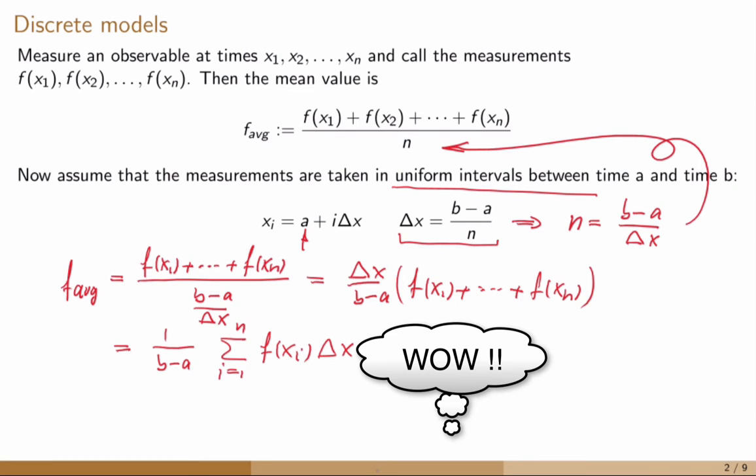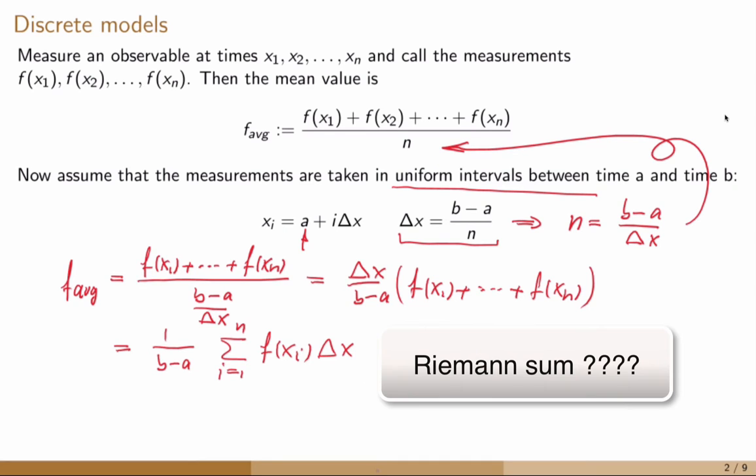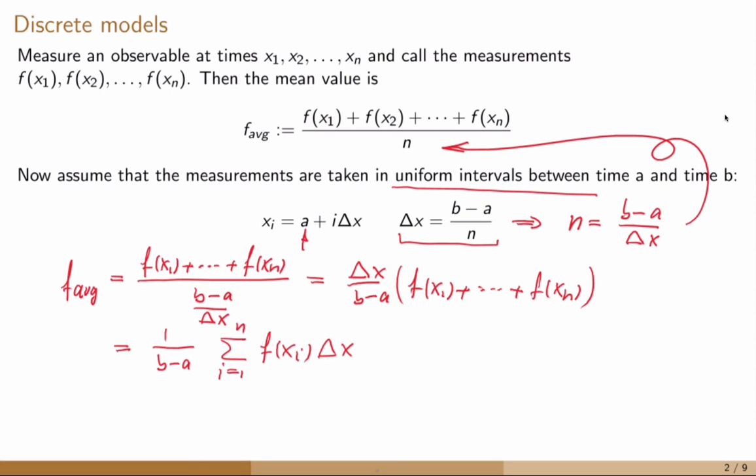But now you might think, wow, this looks like a Riemann sum, doesn't it? It looks like a Riemann sum. And in fact, it is. So this is a Riemann sum. And so what happens as n goes to infinity? We have more and more measurements, we let n go to infinity, and then the average becomes this.